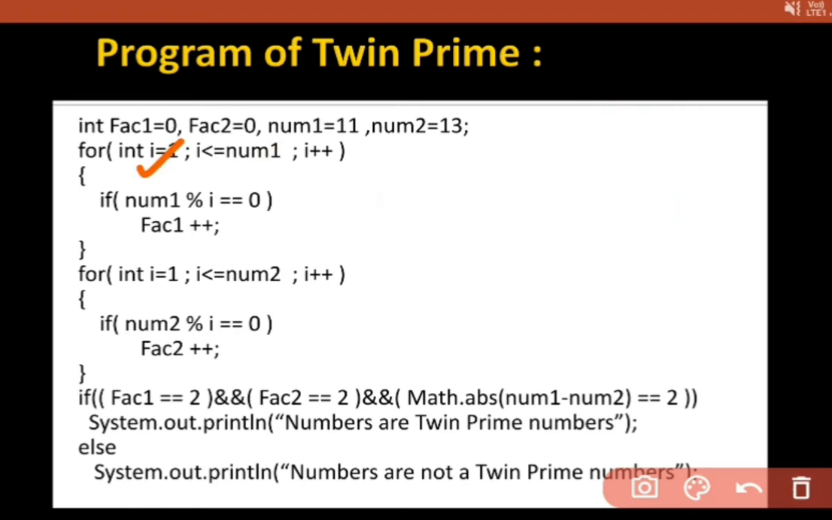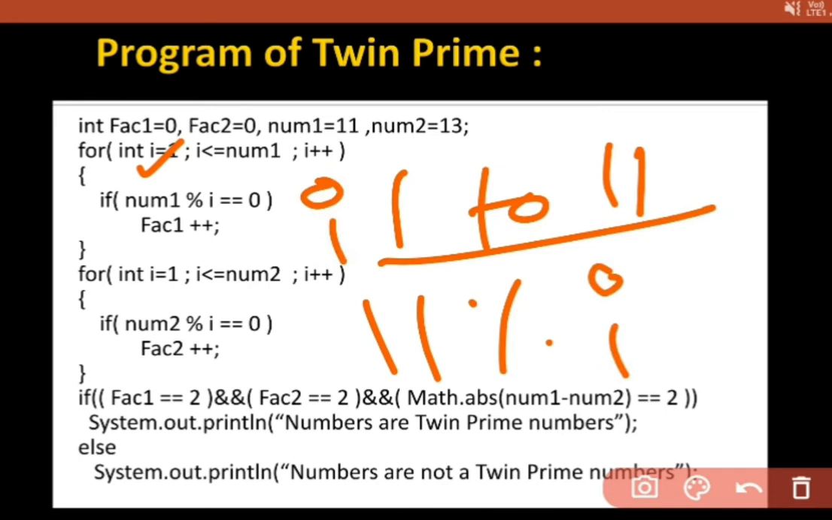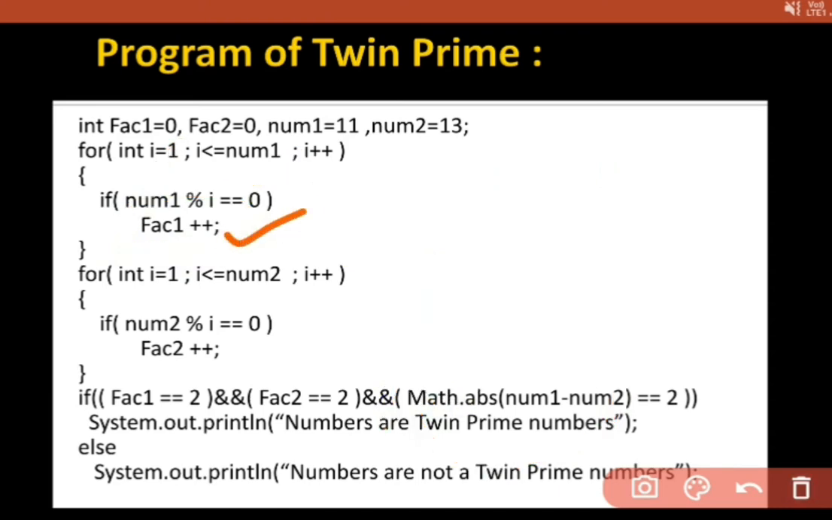Now what I have to do is, from 1 to 11, one by one divide 11 with the numbers, meaning with i. If someone divides it completely, then I want to count that factor, because factors are the numbers that divide our number completely. We have to count the number of factors. After that, I want to count the factors of num2 also with the same process. After finding the factors, I have to check whether both are equal to 2 or not.